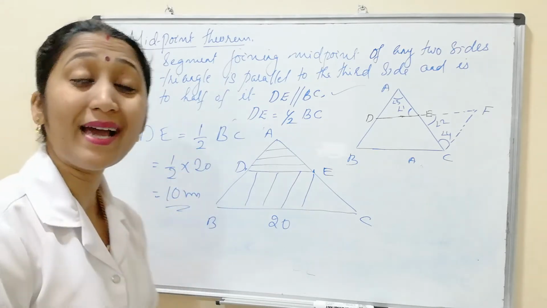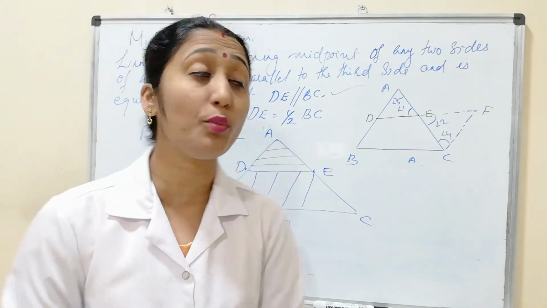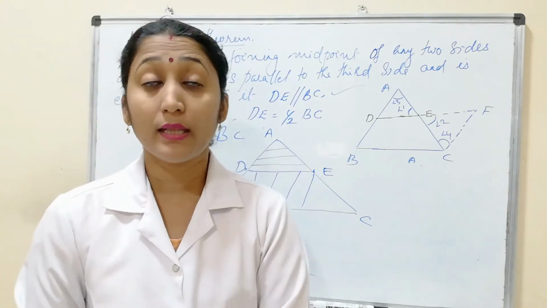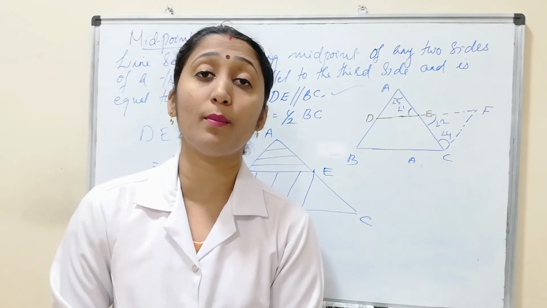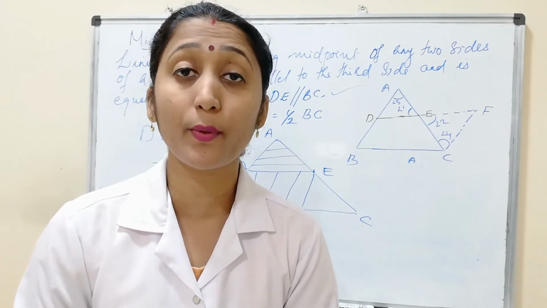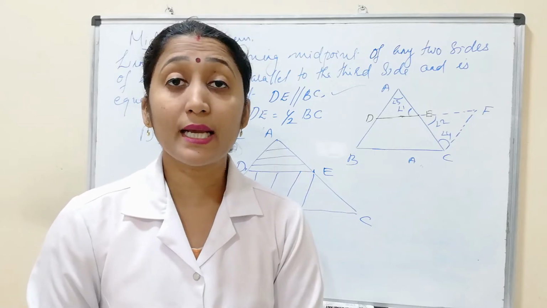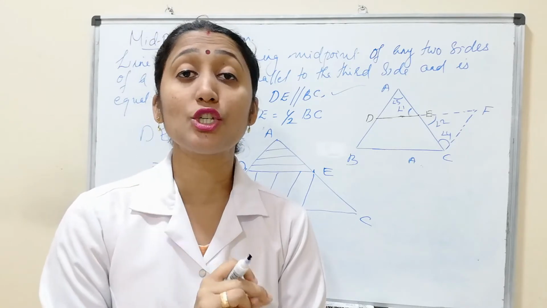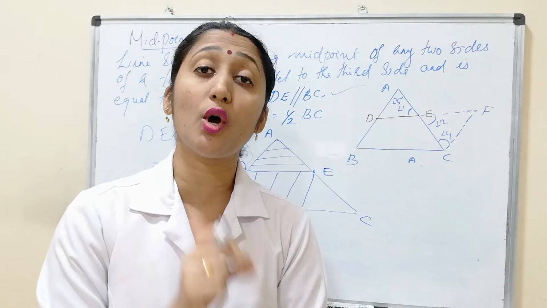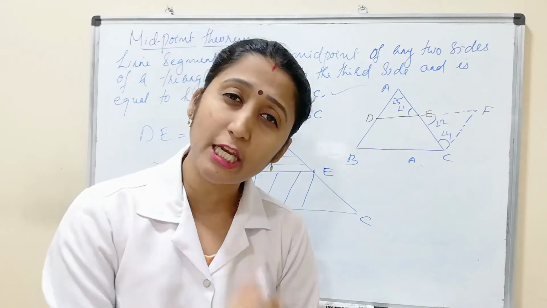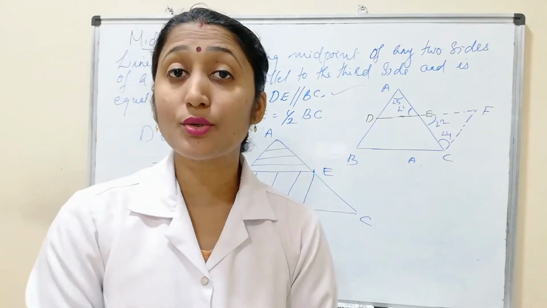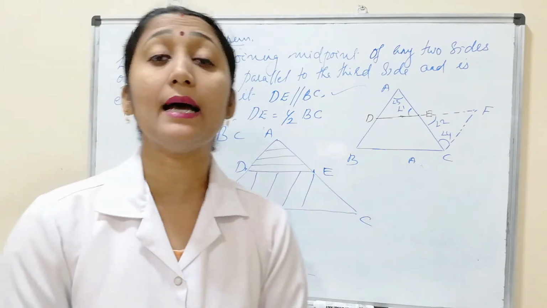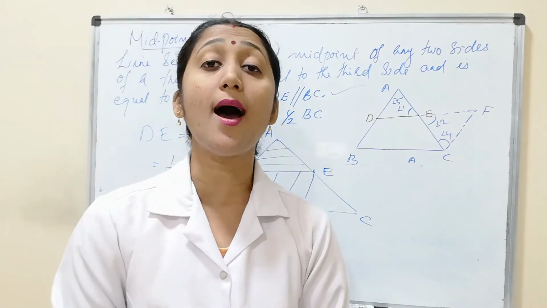So how much maximum length do we need to make this triangular window? That is 10 meters. Is it clear? So this is the application problem of the midpoint theorem. What is the midpoint theorem? The line segment joining the midpoints of any two sides of a triangle is parallel to the third side and also equal to half of it.